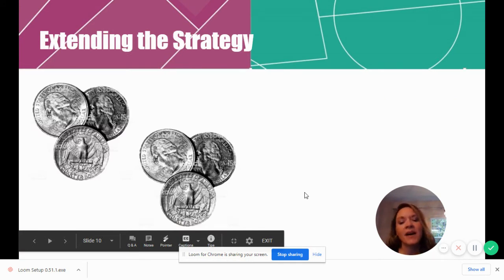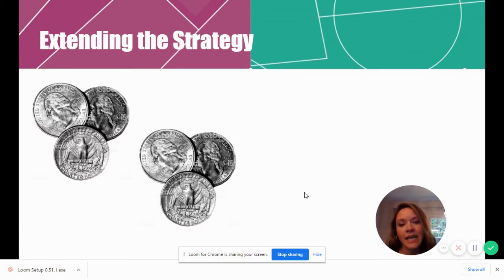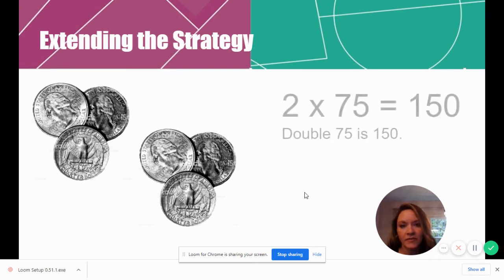We can also think about extending the strategy of doubling and halving to larger numbers. Here I have 2 groups of 75 cents. I wonder how much money I have. I know that if I double 75, I get 150. 75 plus 75 equals 150, or 2 times 75 equals 150. And so if I have 75 cents and I double it, I get $1.50.